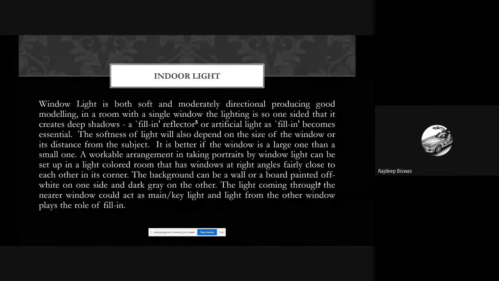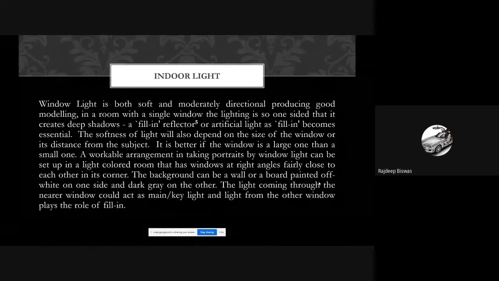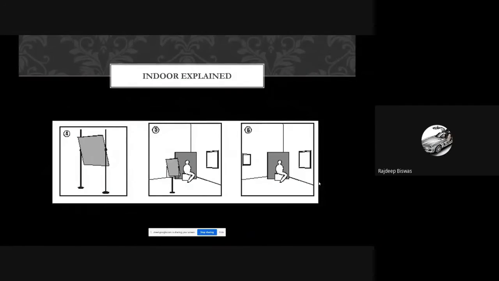I've written it. Window light is both soft and moderately directional, producing good modeling. In a room with a single window, the lighting is so one-sided that it creates deep shadows. So if I go to the second image, you see light is coming from the window on the right. So a portion of the figure would be highlighted and the opposite end would have dark shadows.